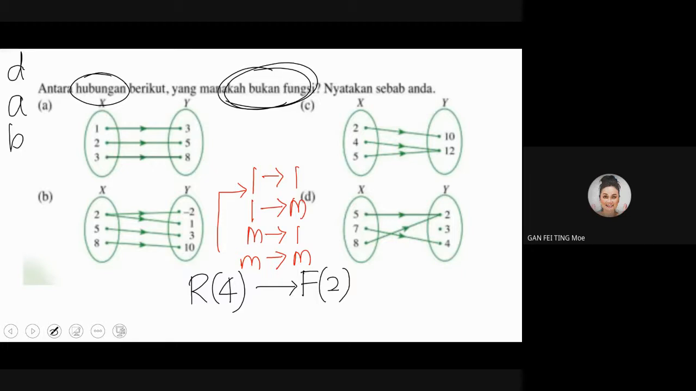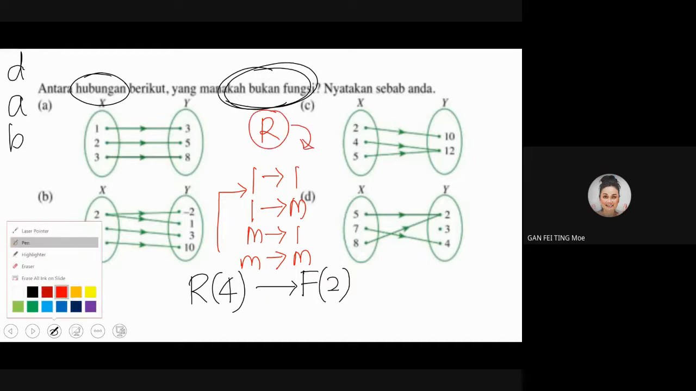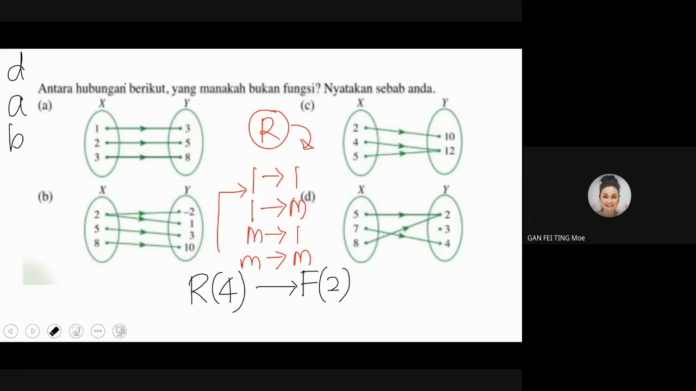Anyone can respond to me? These are the four types of relation. Which one is a function? One to one, teacher. One to one, okay, good. Anything else? Many to one. Many to one, okay, good. These are the two. Out of the four relations, these two are considered as function.